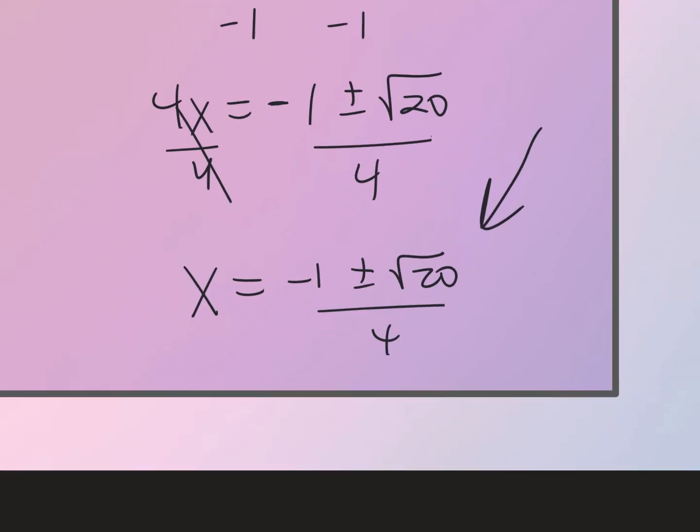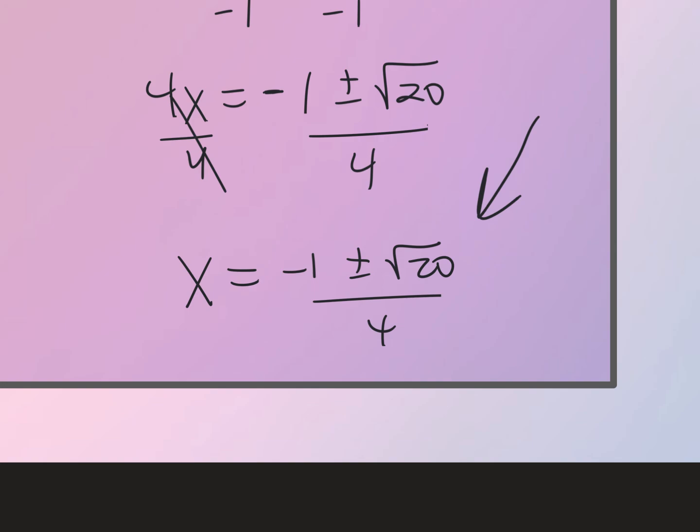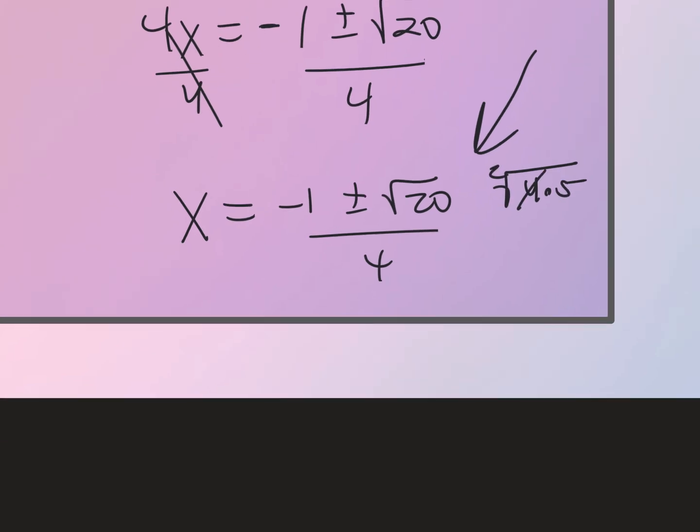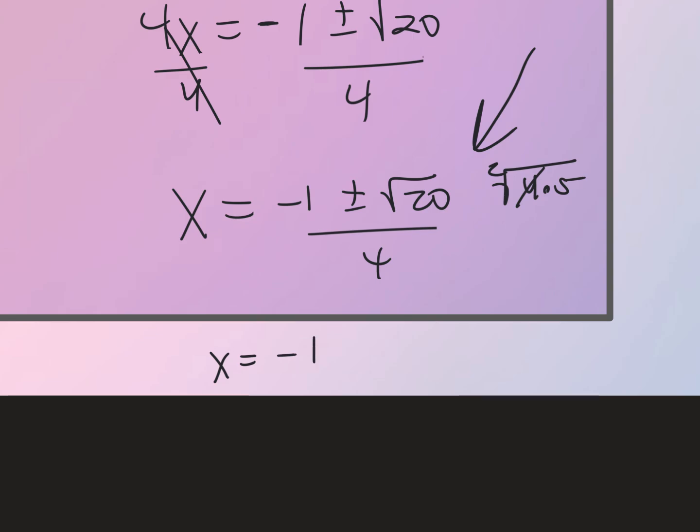Now, you got to look at this and say, is this simplified? Is this as small as I can make it? No, because 20 breaks down to what? 4 times 5. What is the square root of 4? 2. So your answer is x equals negative 1 plus or minus 2 square root of 5 over 4. And you leave it just like that. You can put the negative 1 at the back. Just make sure it's behind the 20 and it doesn't sneak up underneath the square root. I always just put it in the front. You can put it there.